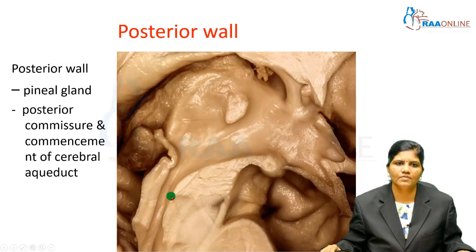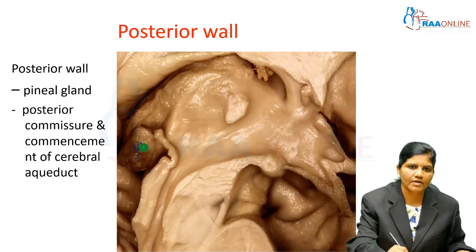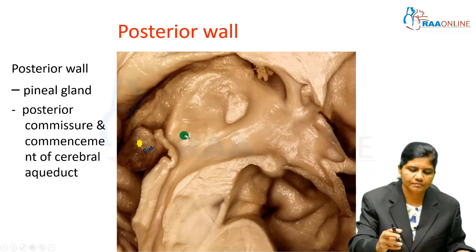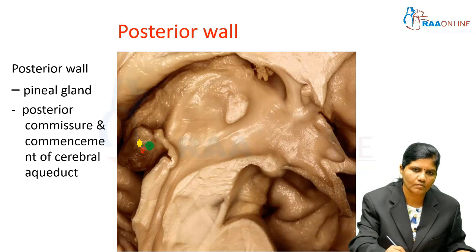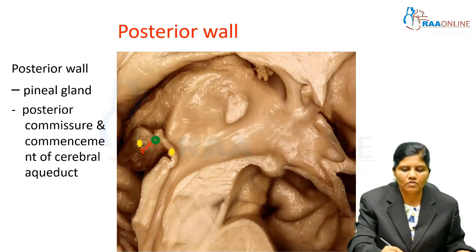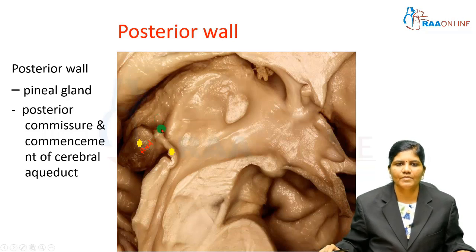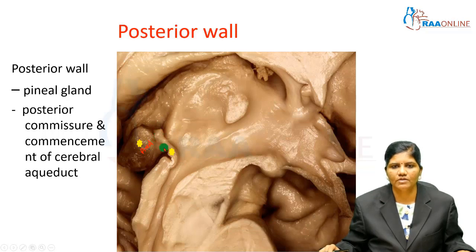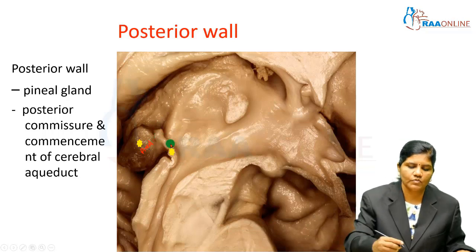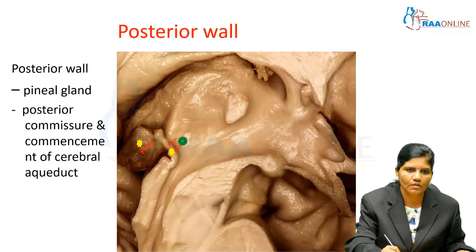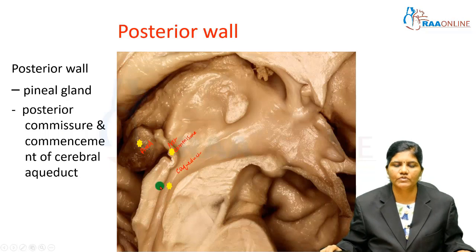And the posterior wall. So this is the posterior wall. The posterior wall is formed by the pineal gland. So this is the pineal gland. The pineal gland has two laminae, the superior lamina and the inferior lamina. The superior lamina is known as the habenular commissure. The inferior is known as the posterior commissure. So this is the posterior commissure, and the commencement of the cerebral aqueduct. So this is the area for the cerebral aqueduct. These are the relations in the posterior wall: pineal gland, posterior commissure and the cerebral aqueduct.